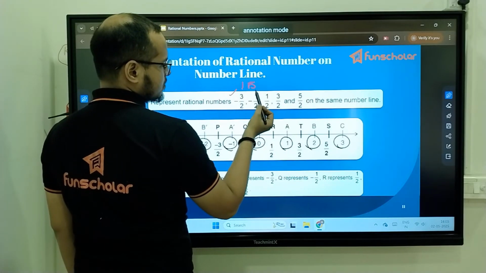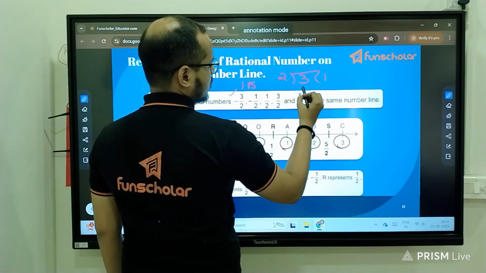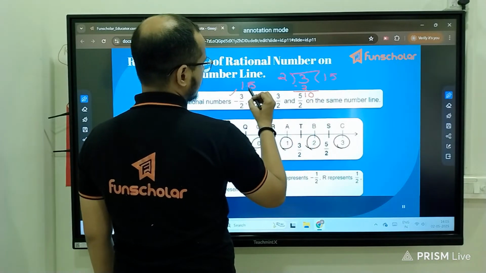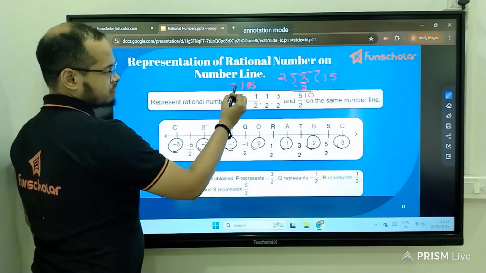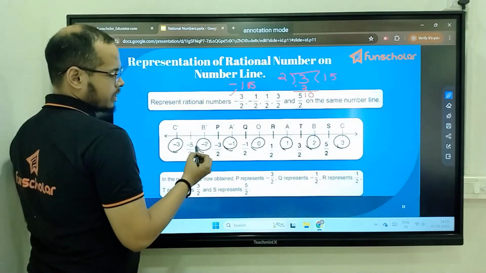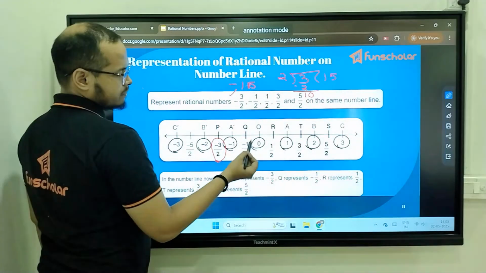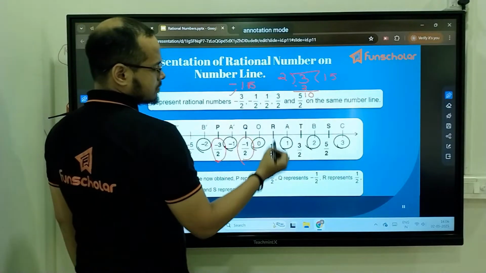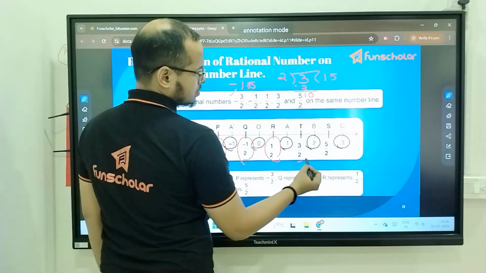Okay, so 2 divided by 3, we're getting 1.5 here. So 1.5 is between what? This is minus, right? So between minus 1 and minus 2, there we go with the answer. Similarly, minus half is between 0 and minus 1. Half is between 0 and plus 1. 3 by 2 is between 1 and 2.